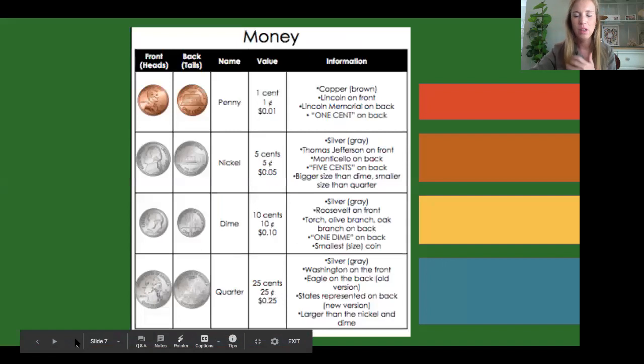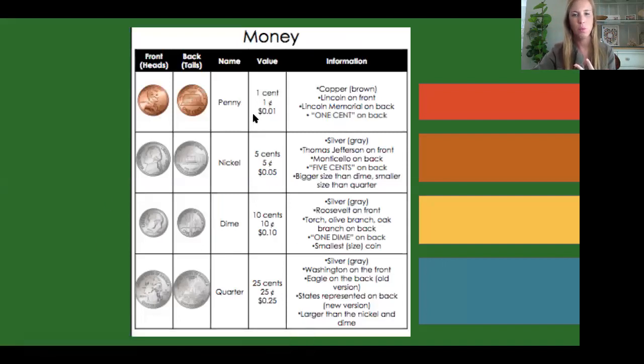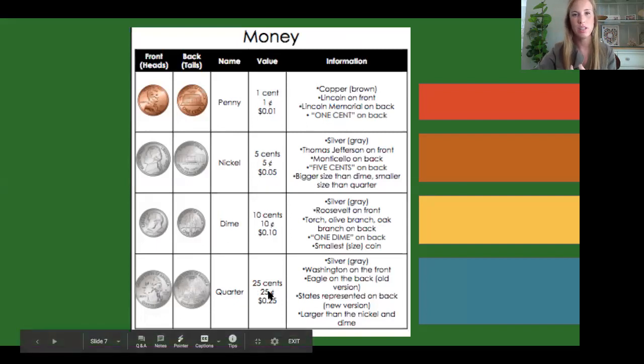So to review, we've talked about 4 coins today. The first is the penny. It's worth 1 cent. The next is the nickel. It's worth 5 cents. The next is the dime, worth 10 cents. And the last is the quarter, worth 25 cents.